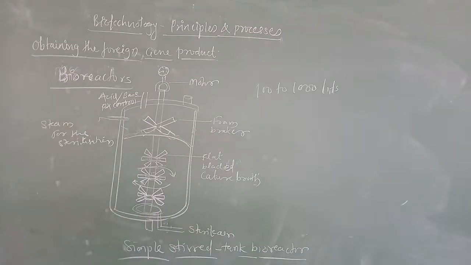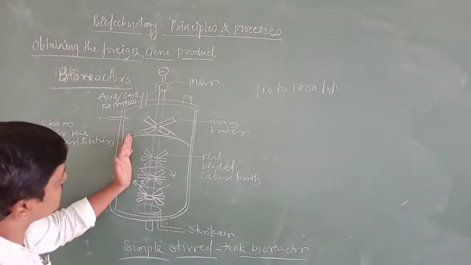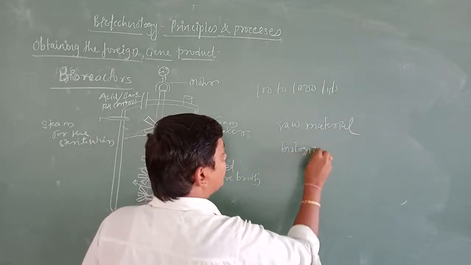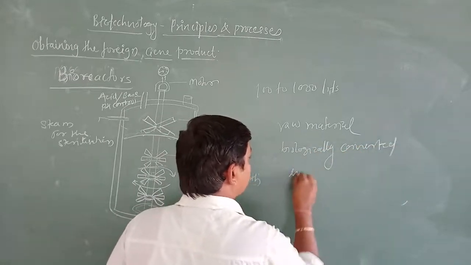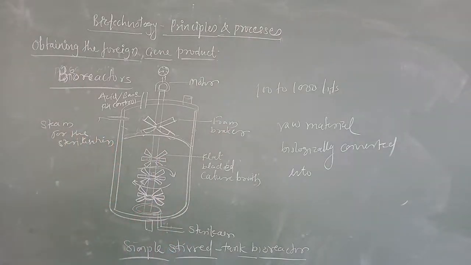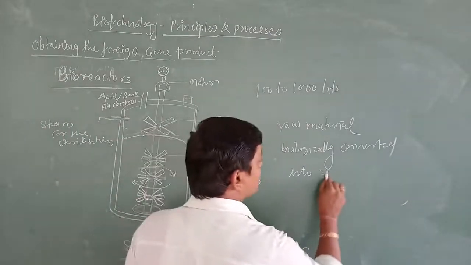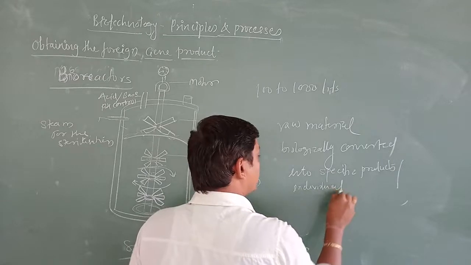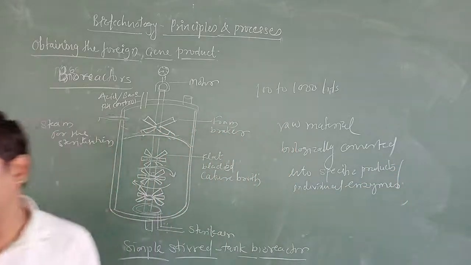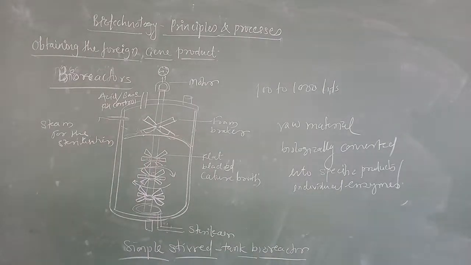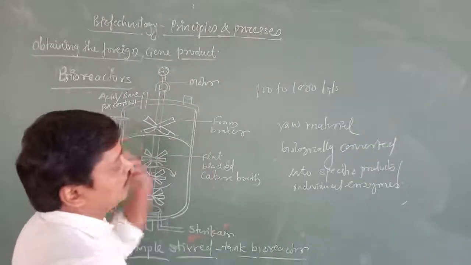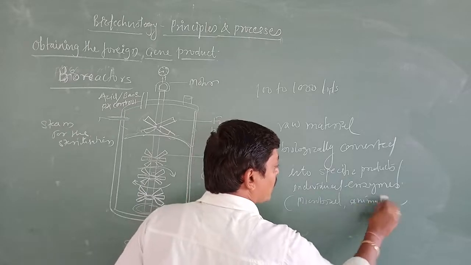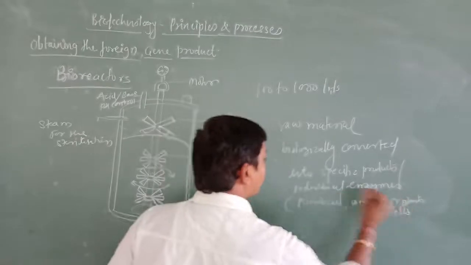These bioreactors are vessels in which the raw materials are biologically converted into a specific product or individual enzymes. Here you are going to use microbial, animal or plant cells.